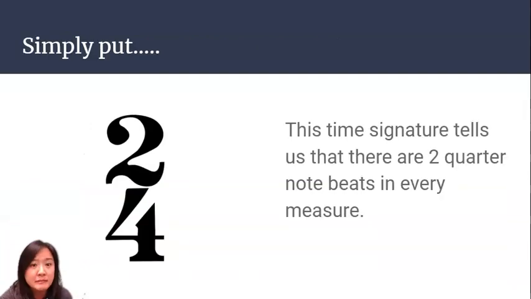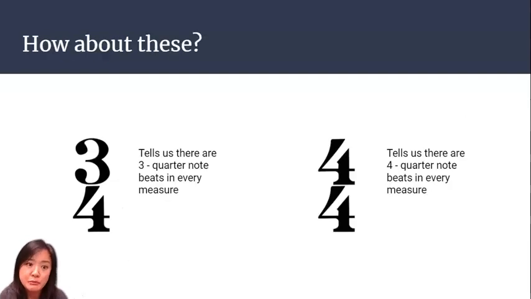So a very simple explanation then is, if I ever asked you, what is the time signature? You could just tell me, this time signature tells us that we're going to have 2 beats of quarter notes in every measure. Or you could say 2 quarter note beats per measure. Here are 2 more examples of time signatures. The 3/4 time signature is going to tell us there are 3 quarter note beats per measure, and the 4/4 time signature is going to tell us that there are 4 quarter note beats in every measure.